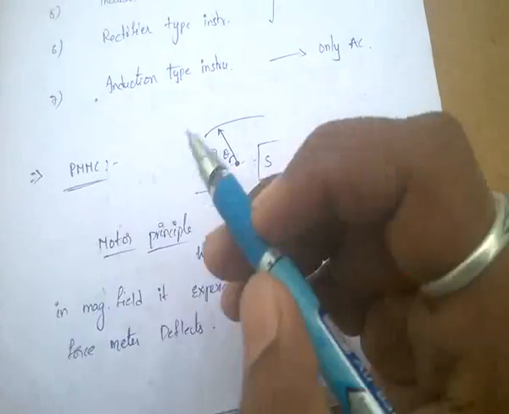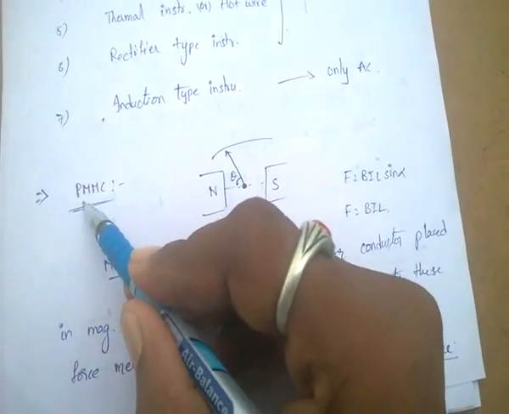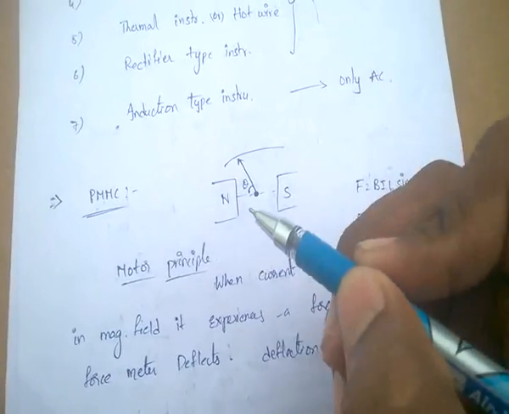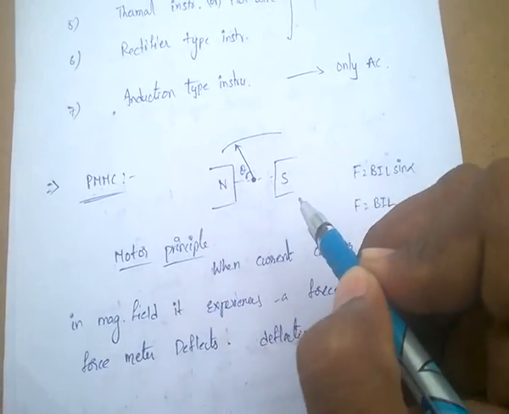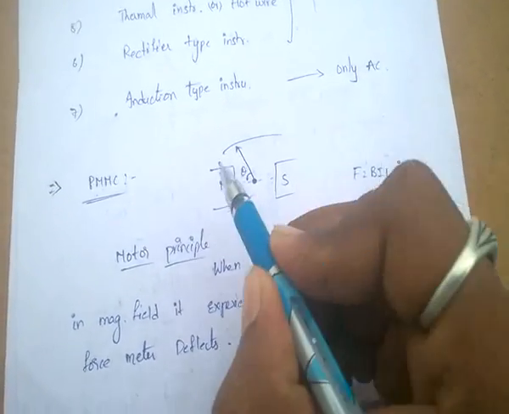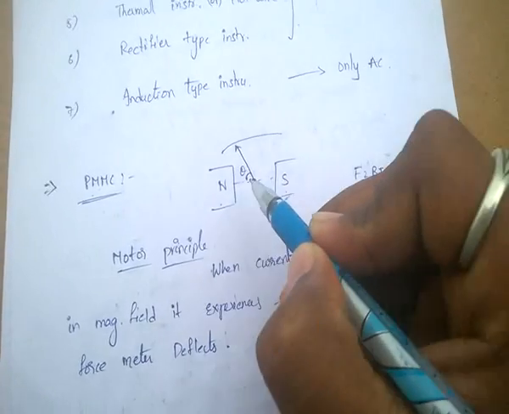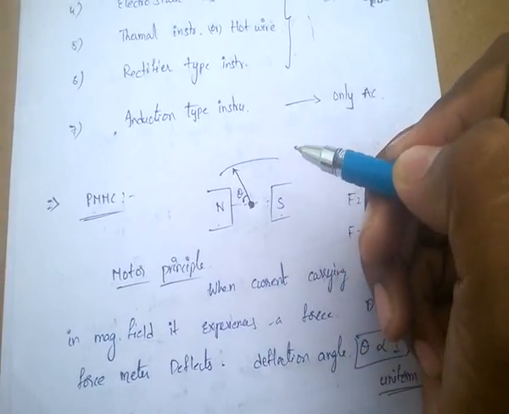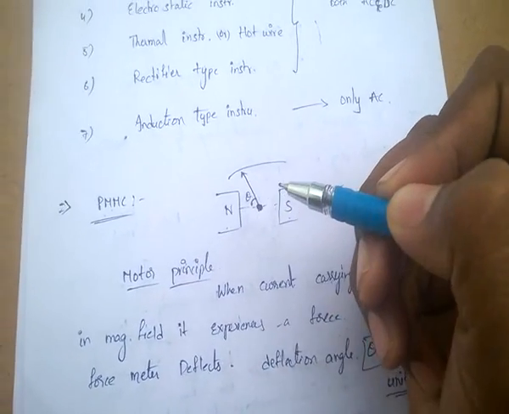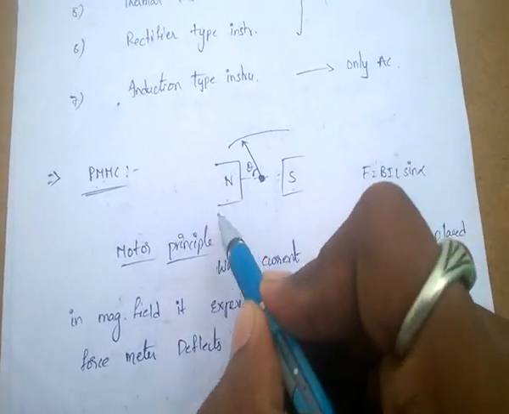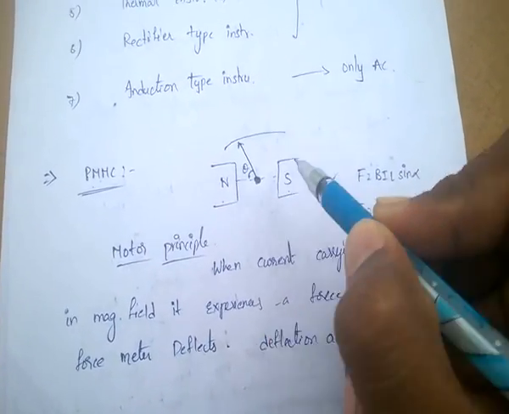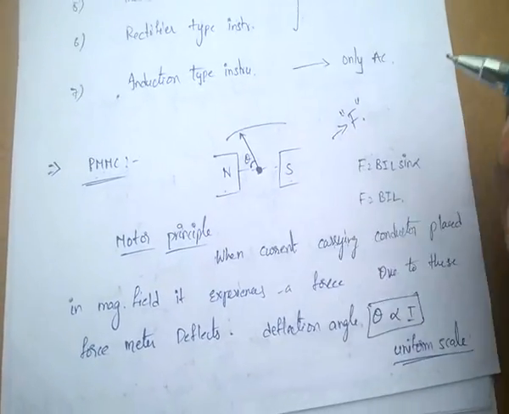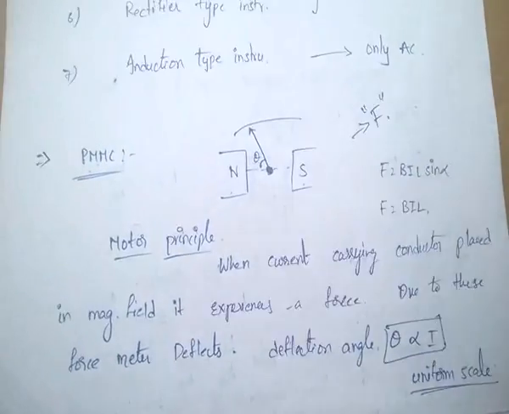What is PMMC? Nothing but permanent magnet moving coil, that is a moving coil placed in a magnet. Here it is a north pole, it is a south pole, and it is a coil. When a current carrying coil or conductor is placed in a magnetic field, it experiences a force. This is the motoring principle.